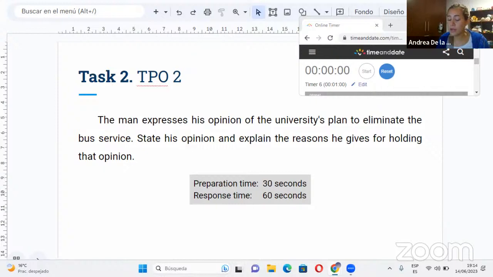So for example, you said the student explains that if they are going to add more parking spaces, then, I don't know, this will increase the traffic, right? There will be more traffic. So that's a great way of connecting ideas. So well done.